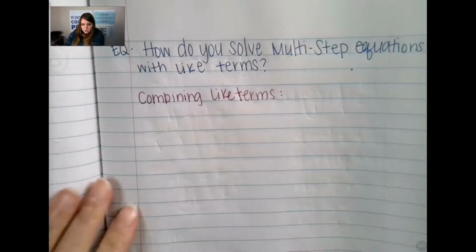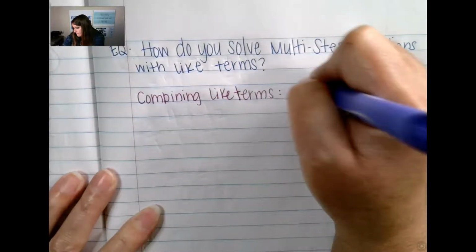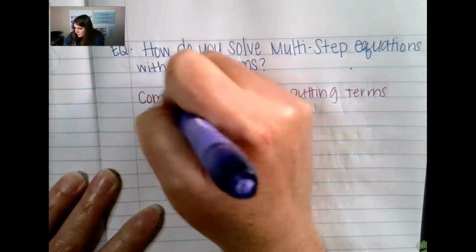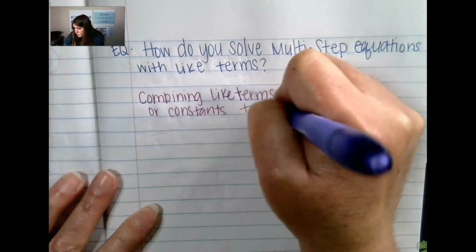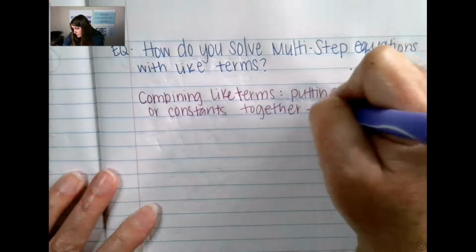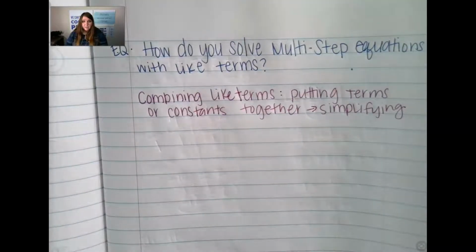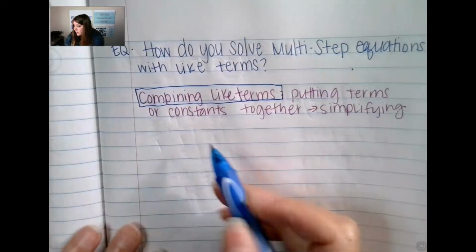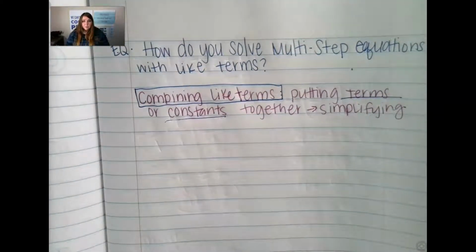So combining like terms is when you put like terms or constants together. You are simplifying. We will be simplifying the expressions. So when we combine like terms, we are simplifying with constants and terms that are the same, the variables.